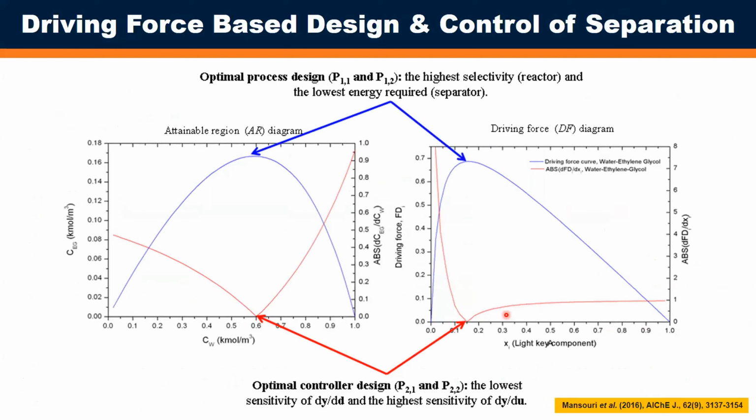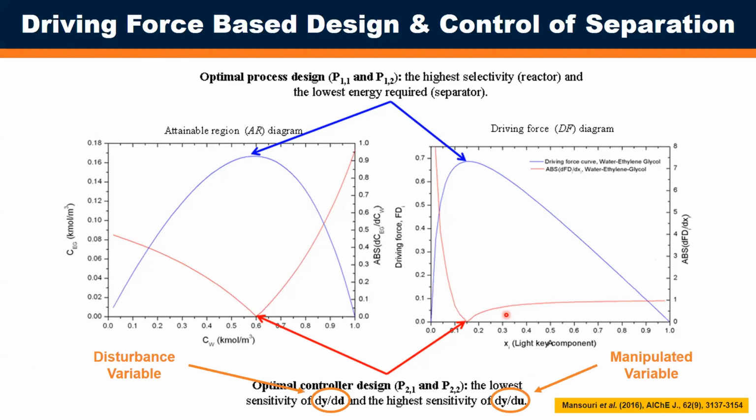We can also use the driving force method for design. When we're looking at reactors, there's a concept of attainable region that we'll talk about here in a little bit, which indicates the highest selectivity of the reactor, and hence the highest performance. For separations, we want the highest driving force because that corresponds to the lowest energy requirement.